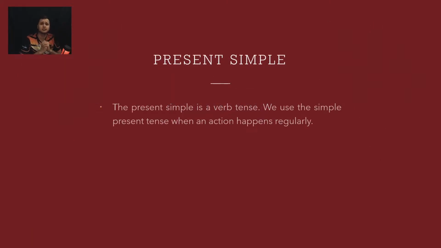First of all, the present simple. The definition of the present simple is a verb tense that we use with an action that happens regularly. This is with any verb: running, walking, cooking. There are a lot of ways to use it. We're going to see some examples.